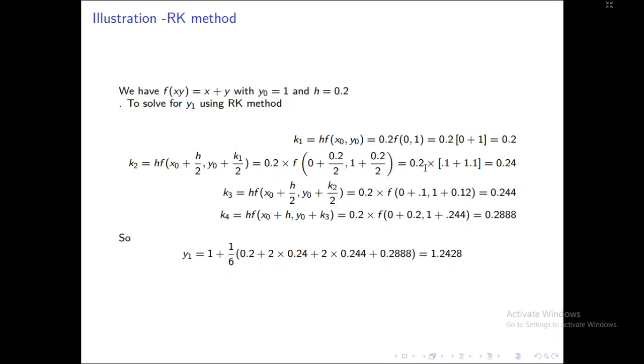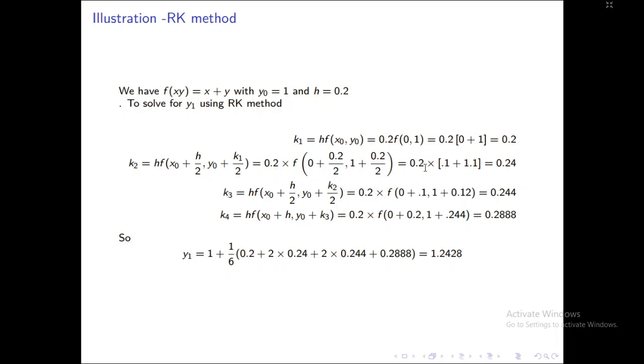k1 is equal to h into f of x naught, y naught. H is equal to 0.2, x naught is 0, y naught is 1, and substituting we get k1 is equal to 0.2. Then k2 is h into f of x naught plus h by 2, y naught plus k1 by 2. X naught is 0, h by 2 is 0.1, and k1 is 0.2, so k1 by 2 is 0.1. Y naught is 1. So it is f of 0.1, 1.1. So 0.1 plus 1.1 into h, 0.2.